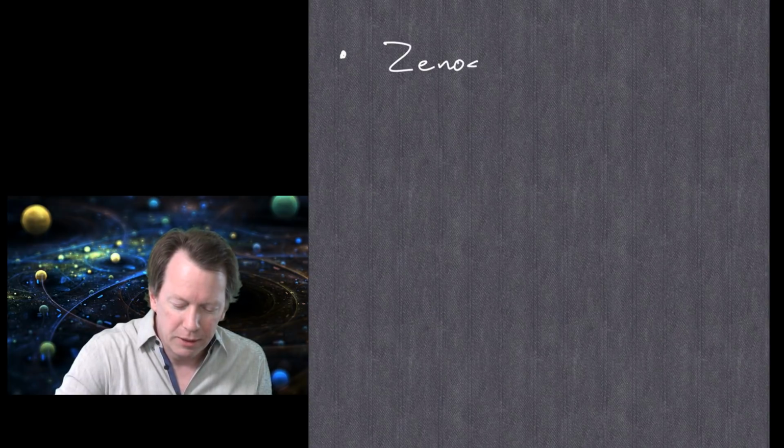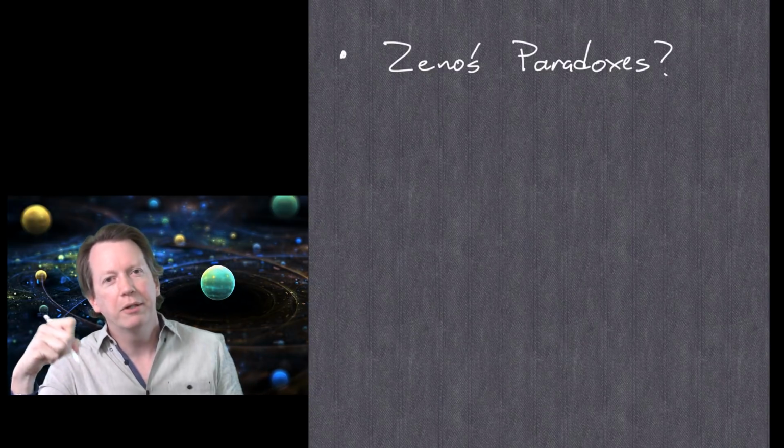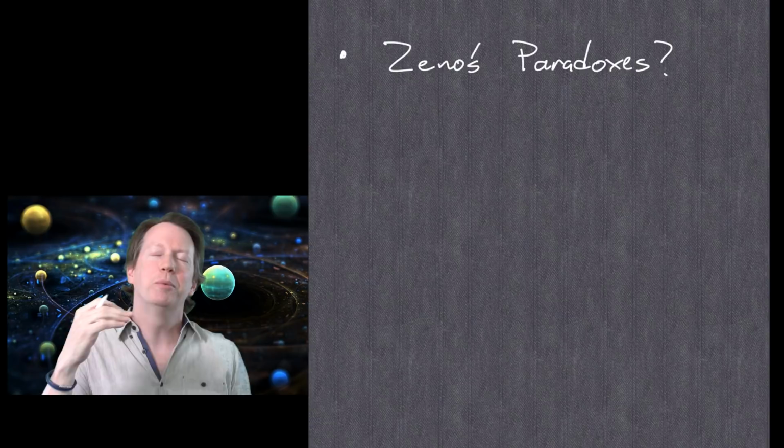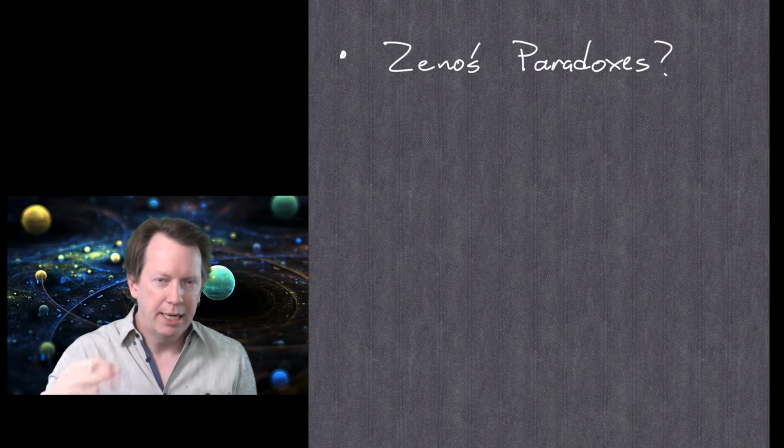Good. Now we're getting a little bit trickier in the questions here. Zeno's paradoxes. Remember Zeno's paradoxes? He always had colorful characters like Achilles and the tortoise or whatever, but one is, he claimed that motion was impossible. This is Zeno of Elea. This is an ancient Greek philosopher.